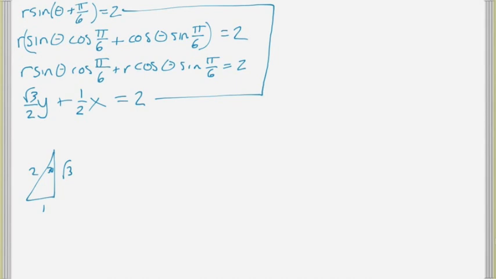The next question was 48. 48 asks us to do the opposite process and start with an xy equation and make it into a polar equation.